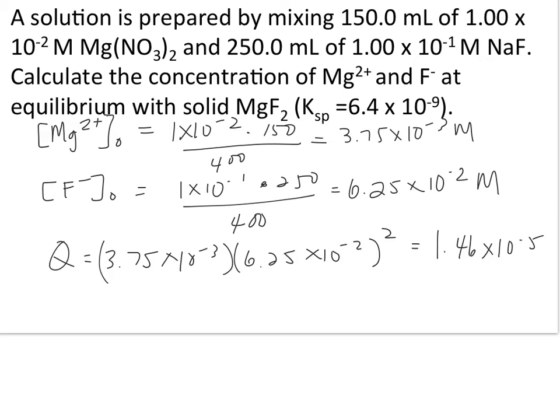So I take my magnesium ion concentration times my fluoride ion concentration squared, because there are two fluorides in my chemical formula for magnesium fluoride. And my Q value is 1.46 times 10 to the negative fifth. Now that is much larger than the KSP, 6.4 times 10 to the negative ninth, so we do get a precipitate.